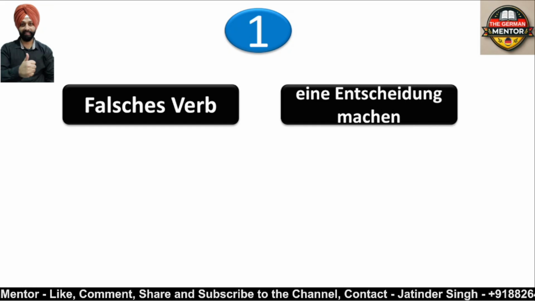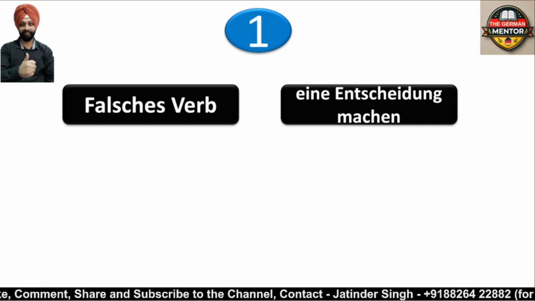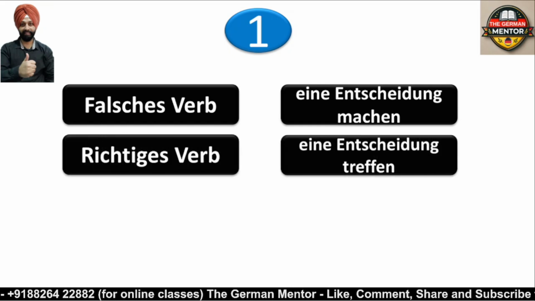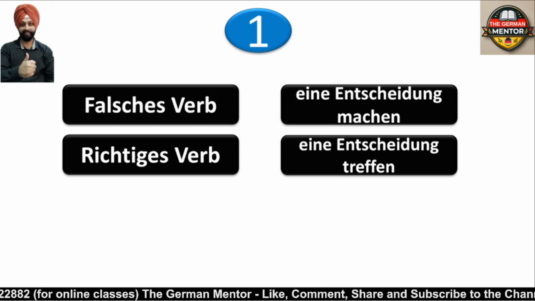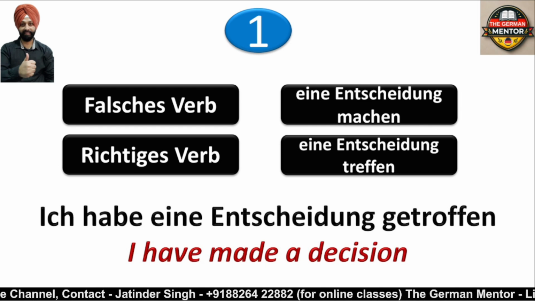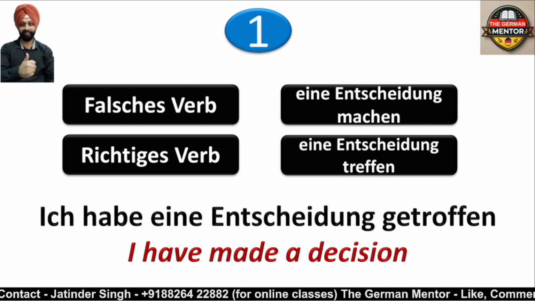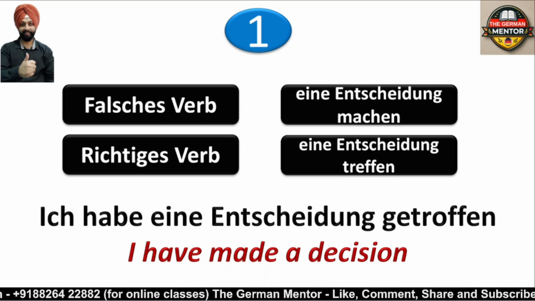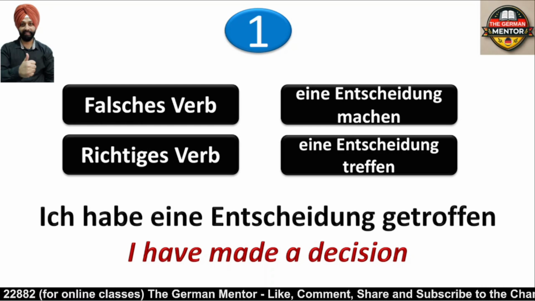So friends, throughout the session I will explain the wrong verb and noun combination with the correct one, because we make these mistakes while learning the language. So the correct combination is richtiges Verb: eine Entscheidung treffen. So instead of machen you have to use treffen with the Nomen eine Entscheidung. Zum Beispiel, ich habe eine Entscheidung getroffen. I have made a decision. This sentence I have made in the perfect tense. If you want, you can use this verb in the present tense as well. So the correct combination is eine Entscheidung treffen.